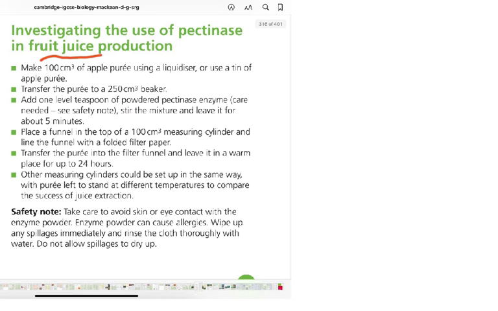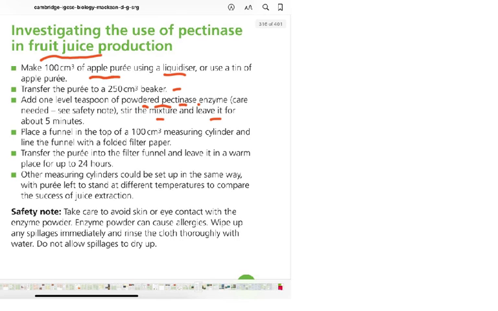Now, make 100 cm³ of apple puree using a liquidizer or use a tin of apple puree. Apple puree, you understand, you just take the apple and crush it. Put it without any water or anything in the blender and just get the puree out of it. Transfer the puree to a 250 cm³ beaker. Add 1 level teaspoon of powdered pectinase enzyme, stir the mixture and leave it for about 5 minutes.